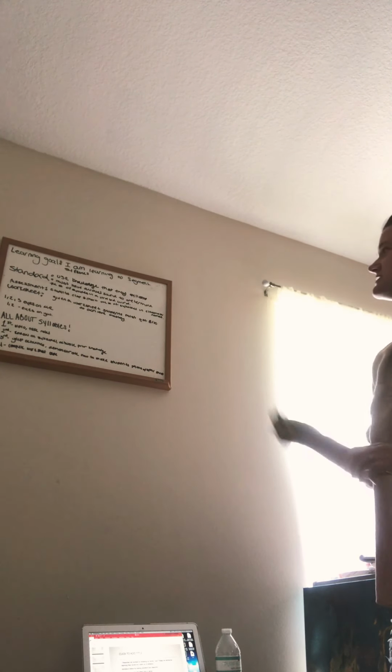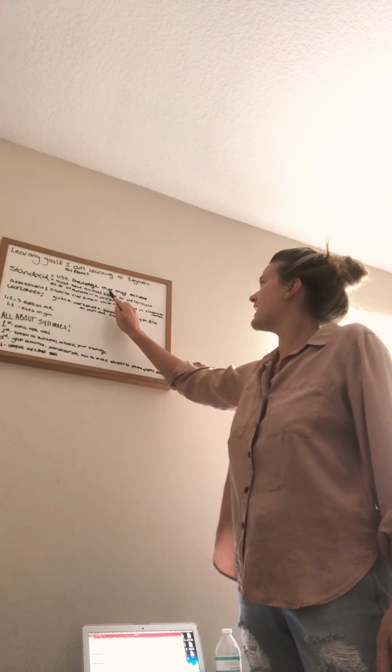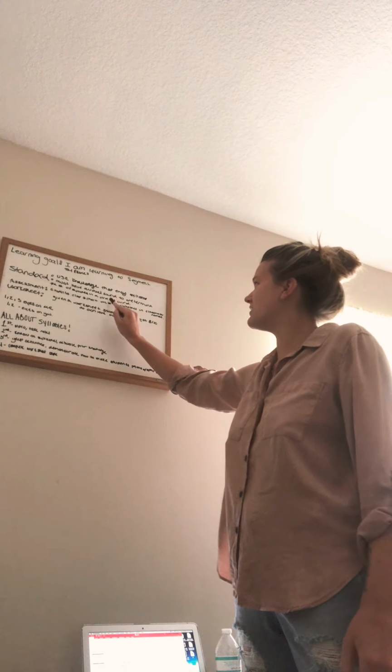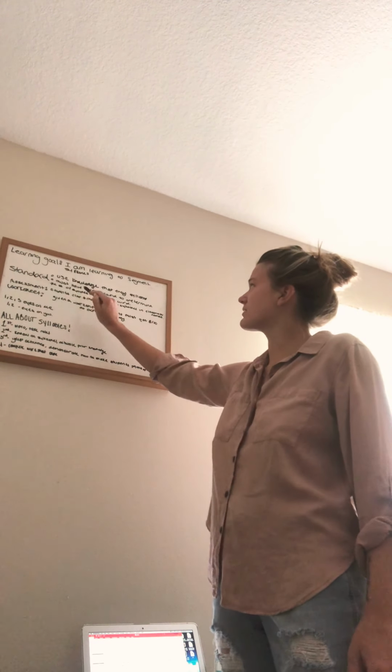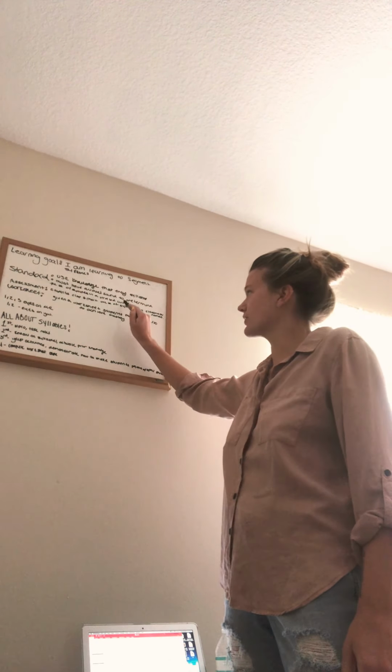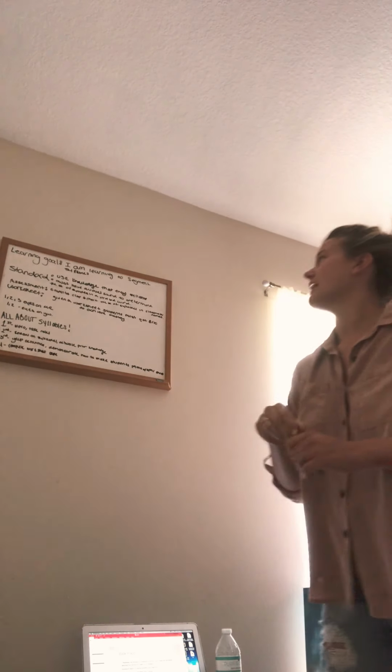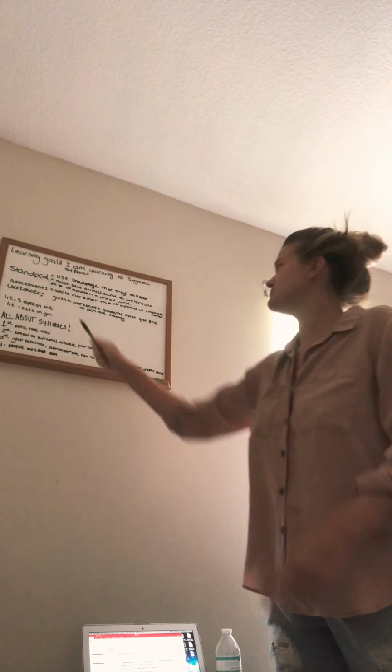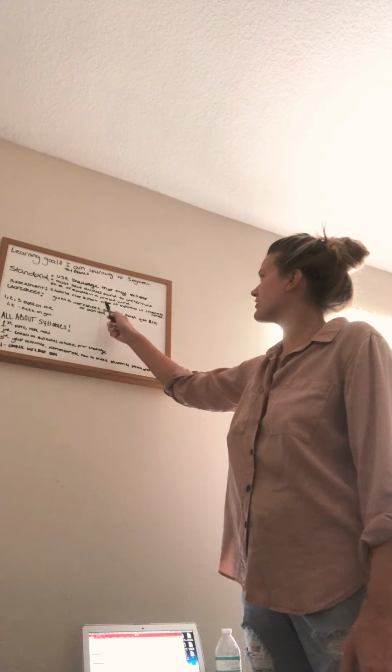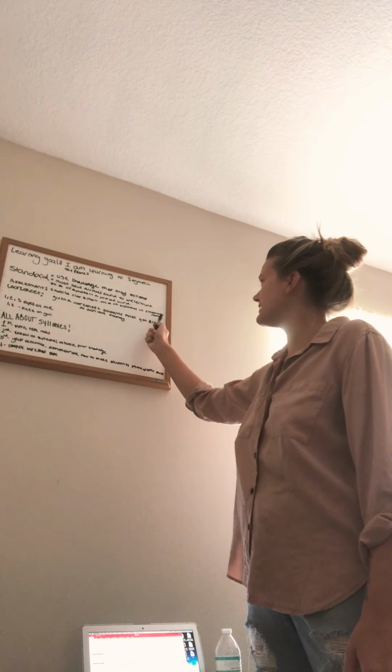So let me introduce the standard and objective again. Our standard is use knowledge that every syllable must have a vowel sound to determine the number of syllables in a printed word. Again, the assessment. Students will clap and chart the number of syllables in a classmate's name.